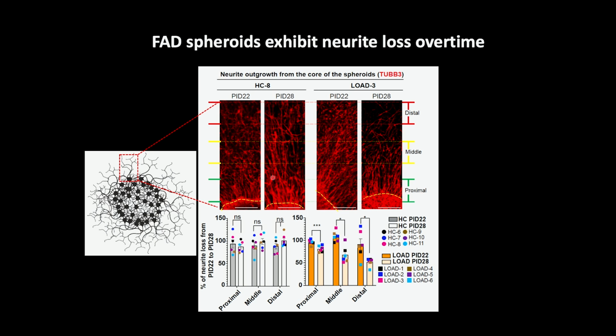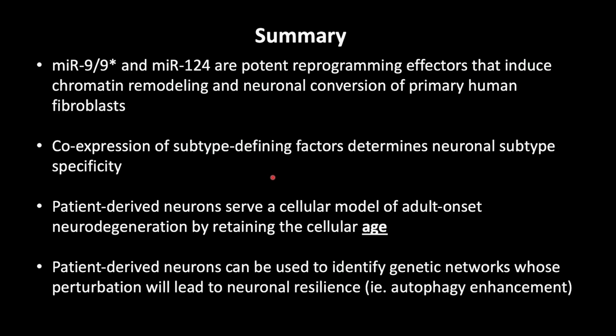So with that, let me conclude with a brief summary. MicroRNAs miR-9 and miR-124, we use them because they're pretty potent, and they're quite smart once neuronal genes kick in. We use them as reprogramming factors that work through inducing chromatin state landscape changes. Then cells are neuronally converted, and we can use them to study different disorders.